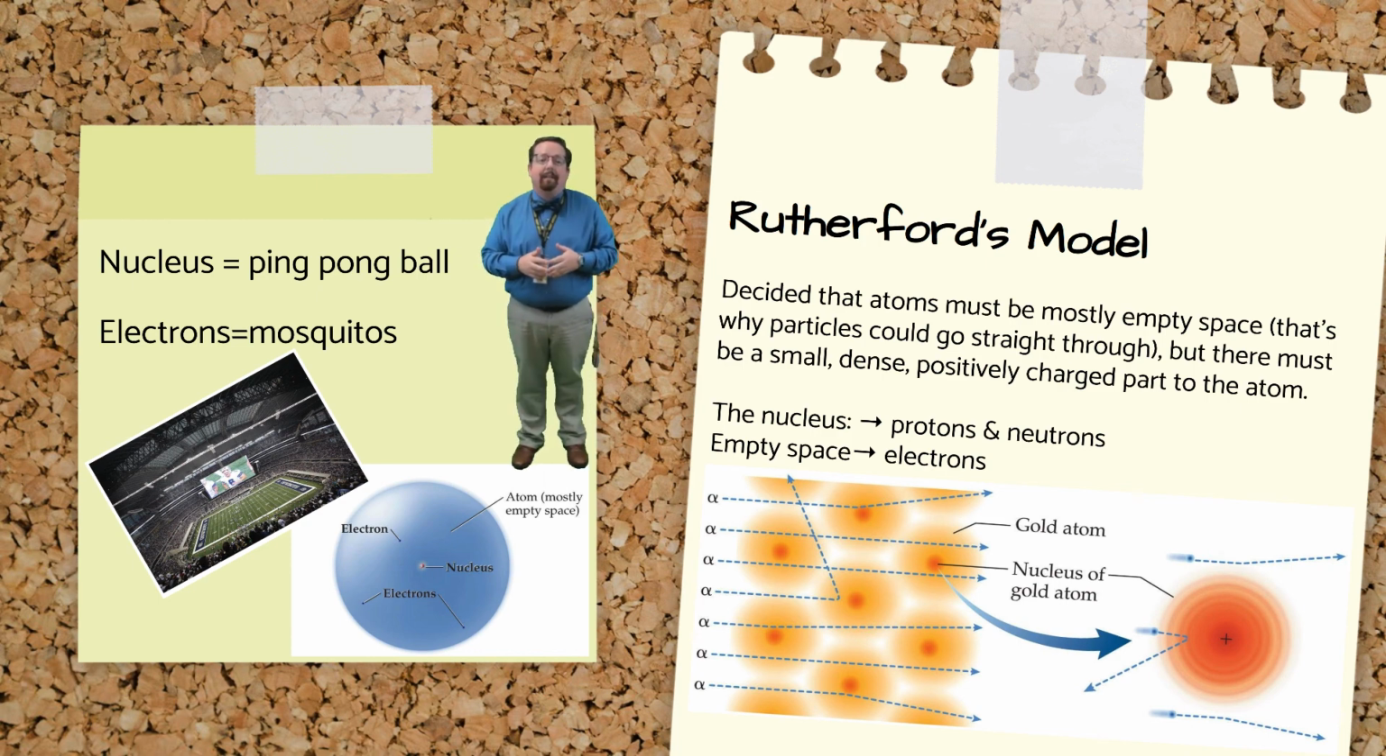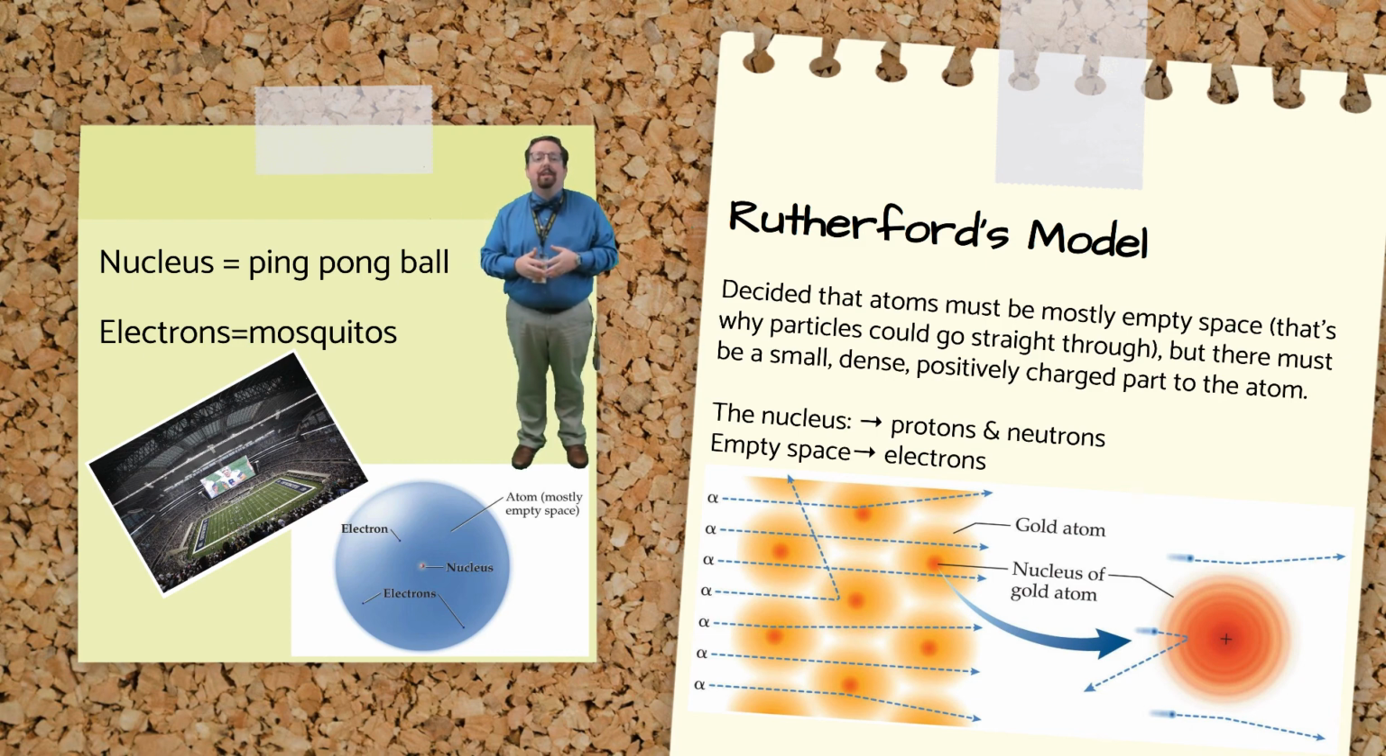To put this model of the atom into perspective, the atom would be like the whole Dallas Cowboys stadium. The nucleus would be like a ping pong ball suspended in the middle of the stadium, and then in the rest of the empty space, the electrons would be like mosquitoes flying around the stadium.